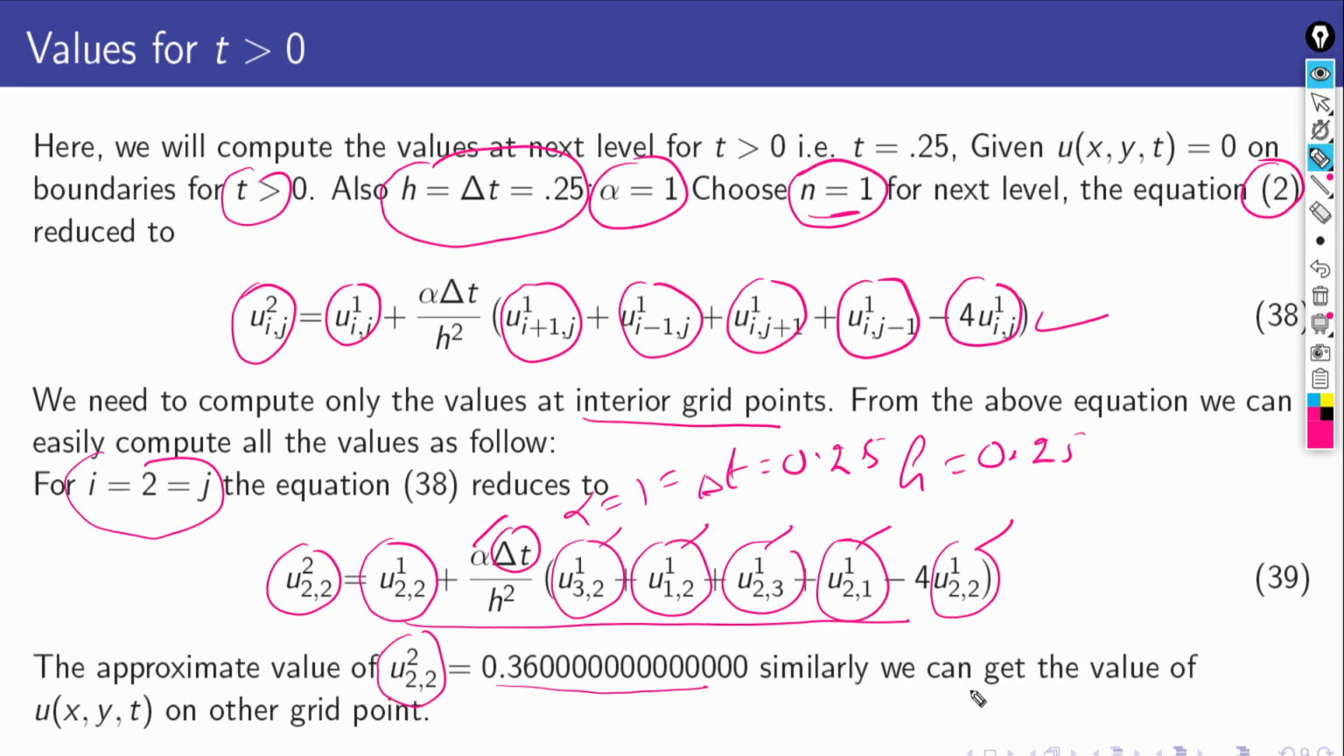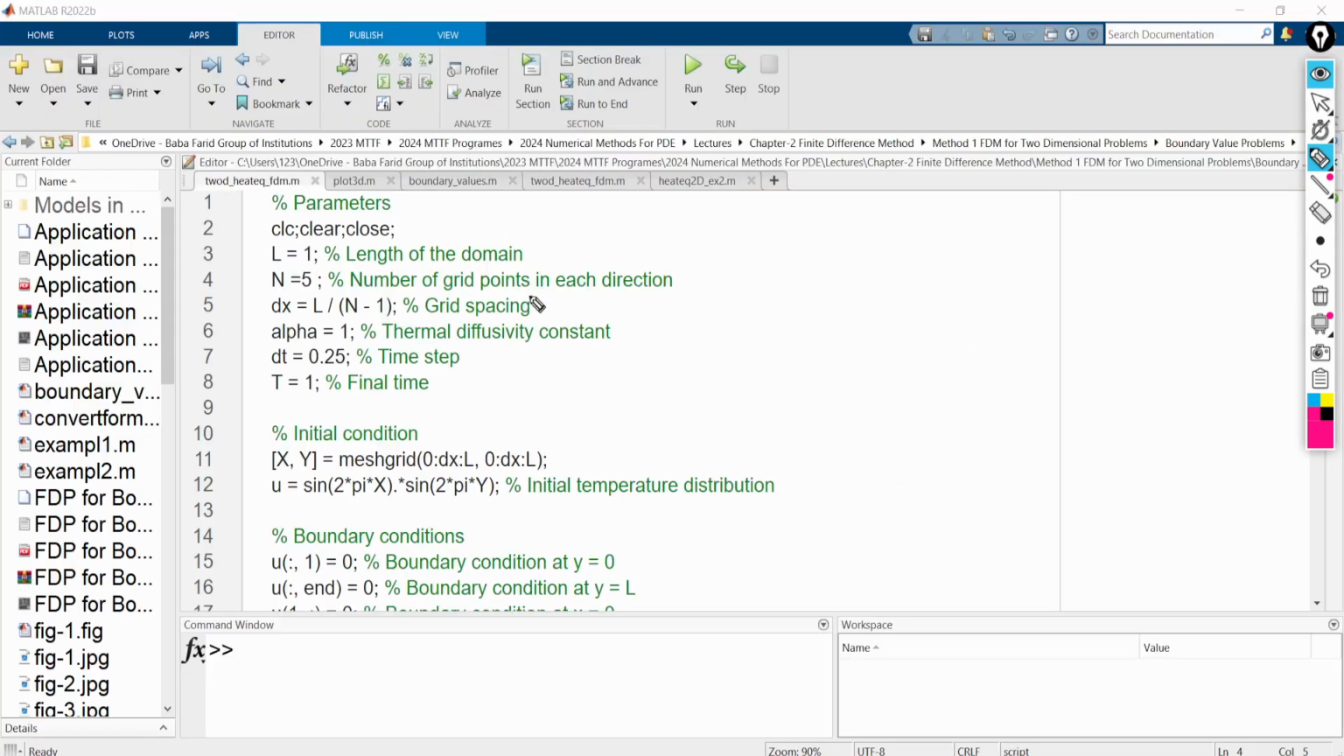Now we are going to implement this process in MATLAB. So here we are going to discuss the MATLAB implementation. We have 0 less than x, y less than 1, so the length of each domain is equal to 1, and the number of grid points in each direction we are choosing is n equal to 5, and the grid spacing is dx equal to L upon n minus 1. So dx will be equal to 0.25 by using this formula, and dy will also be equal to 0.25.